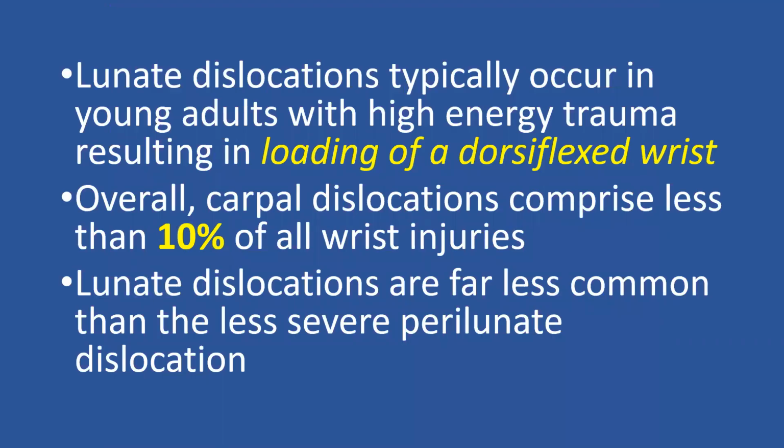Lunate dislocations typically occur in young adults with high energy trauma, resulting in loading of a dorsiflexed wrist. Overall, carpal dislocations comprise less than 10% of all wrist injuries. Lunate dislocations are far less common than the less severe perilunate dislocation.